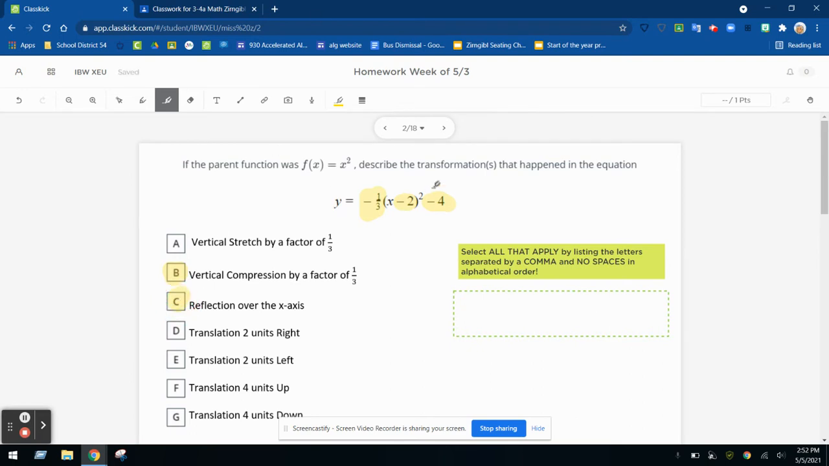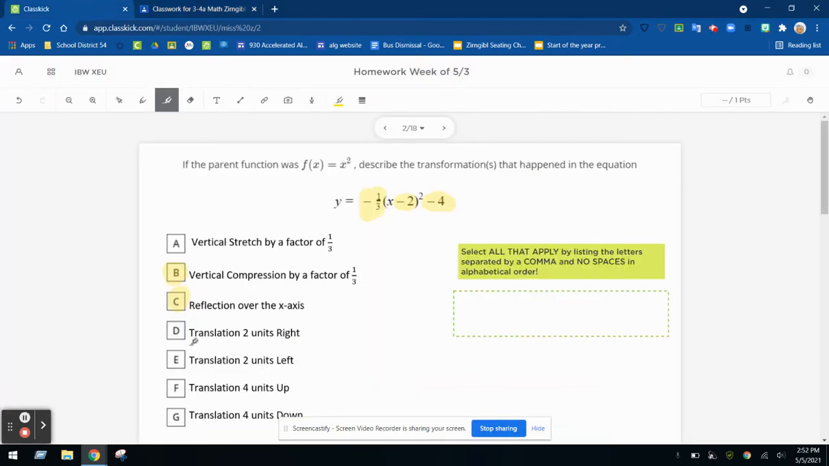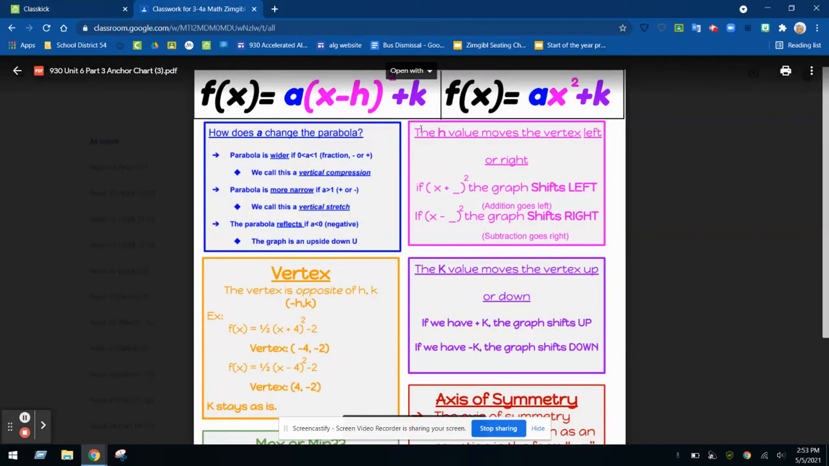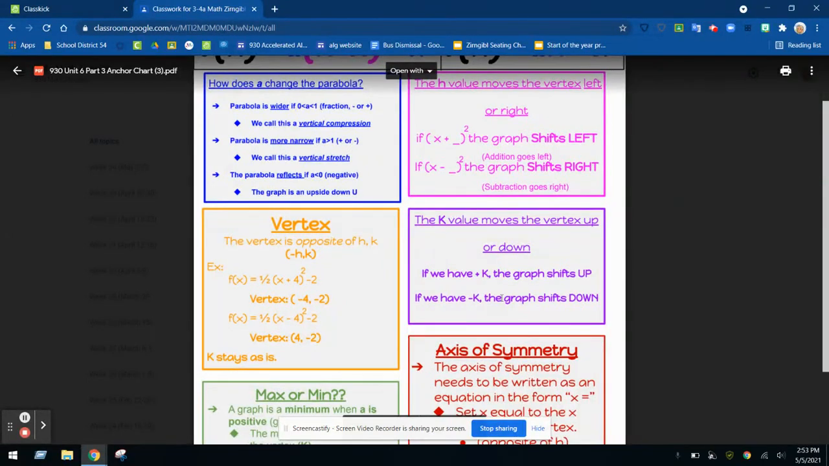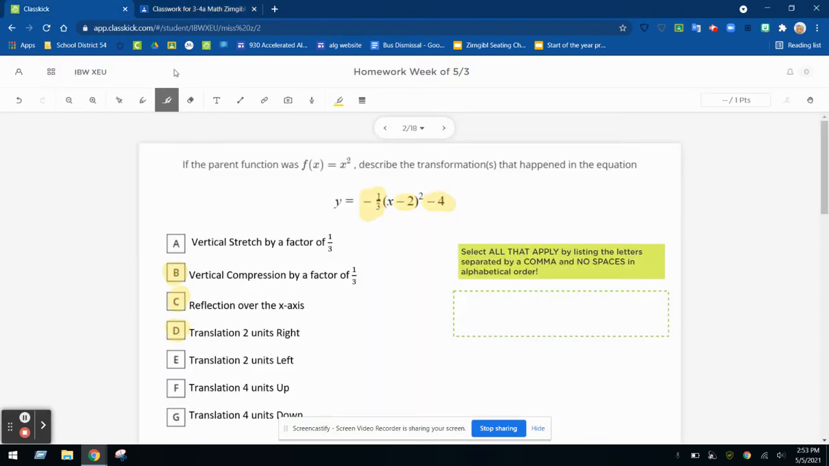Okay, and then we have our -2 in there. The h value moves the vertex left or right. If I have x -2, that's actually going to move the graph to the right. So subtraction goes to the right, and we are going to translate 2 units right. And then finally, we have that -4, and in my equation, that's plus k. In this case, it's a minus. If we have a -k, the graph is going to shift down. So we are going to say translate 4 units down.